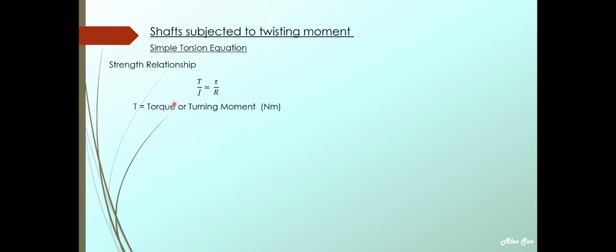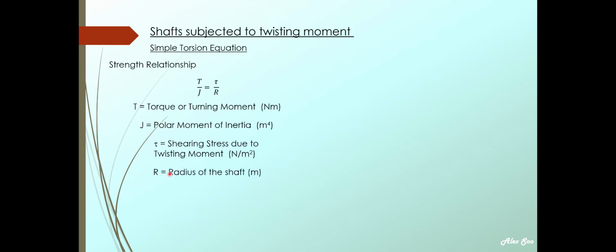So T is actually the torque or turning moment in Newton meter. J is the polar moment of inertia, that is in meter to the power of 4 or millimeter to the power of 4. Tau will be referring to the shear stress due to the twisting moment, and it is in Newton over meter square, or we can say Pascal. Okay, so R is the radius of the shaft.